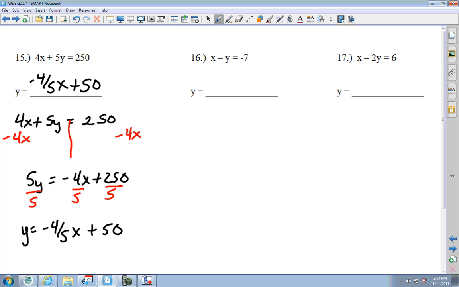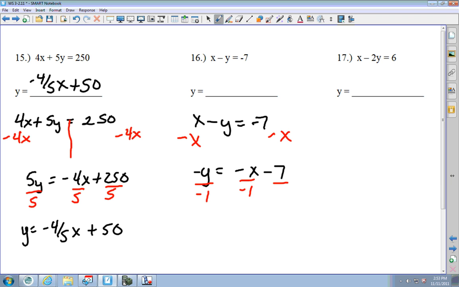Number 16, I have x minus y equals negative 7. I'm going to subtract x from each side. I get negative y equals negative x minus 7. I'm going to divide by negative 1. I'm going to get y equals x plus 7.